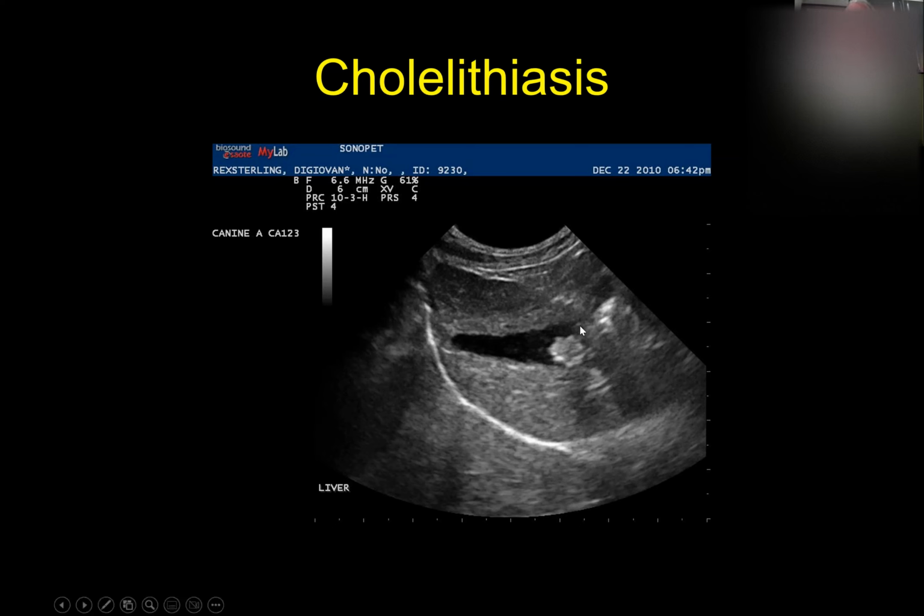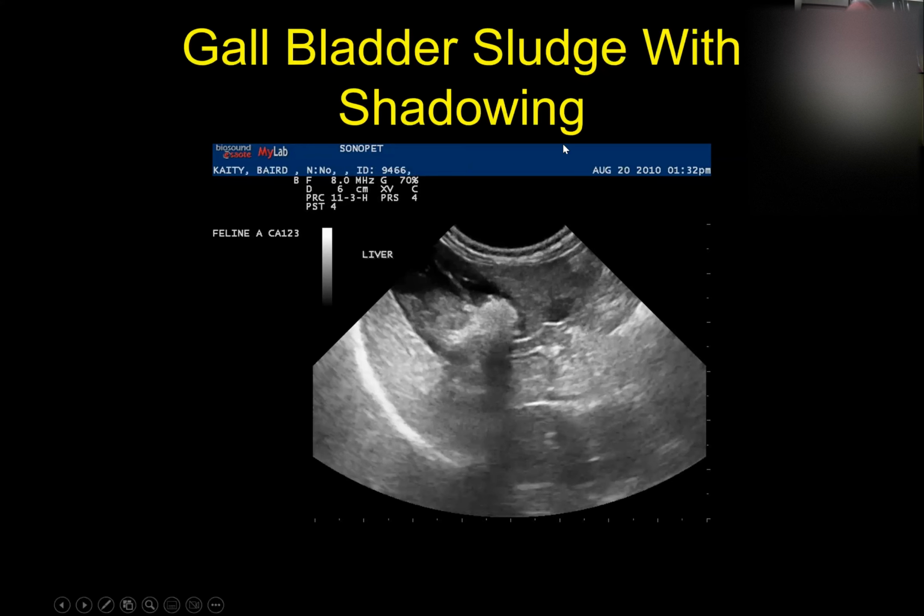Okay, stones in people a lot of times will pass out in the bile duct and obstruct the gallbladder. And even then, those stones in people will cause an infection over time, and they irritate the inner margin of the gallbladder, the mucosal surface. Most of the time, when you see stones in the gallbladder of dogs and cats, they're typically incidental.